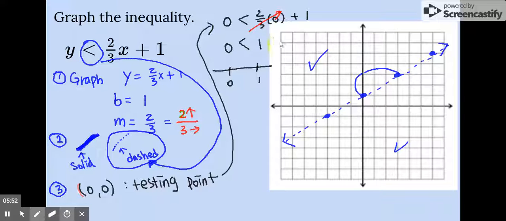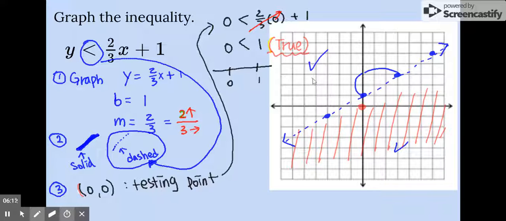It is a true statement. True, which means this 0, 0, like the solution set which has 0, 0, is going to be the solution. So this is going to be your answer.